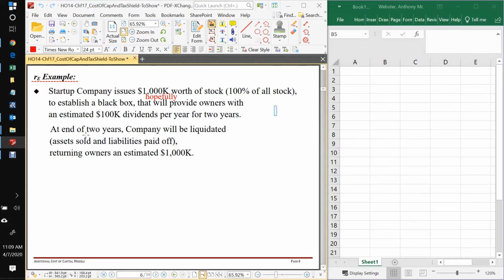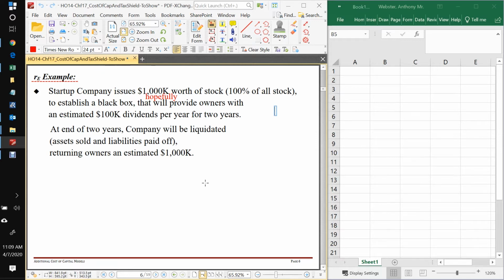And then at the end of 2 years, the company will be liquidated. So that means its assets will be sold and its liabilities will be paid off. And the startup company management believes their best estimate is at that time, after they've paid off all the liabilities, they'll be able to return to the owners another estimated $1 million. So this is a typical type of thing for what's called a special purpose entity.